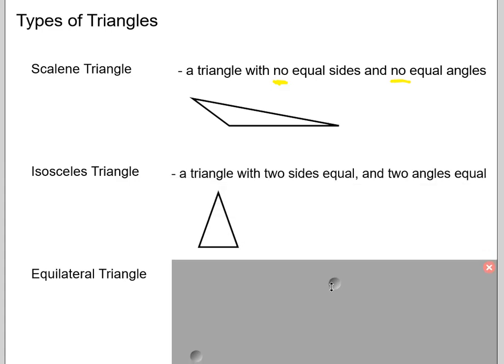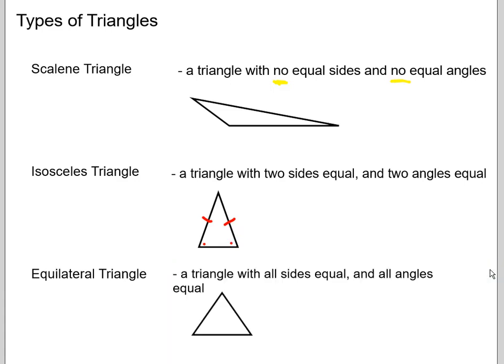Isosceles, tricky spelling, but it's a triangle with two sides equal and two angles equal. We mark equal sides usually with a little single tick, and then we can mark angles here. I'll put a little dot in both. You'll notice those two bottom angles would be equal and the two opposite sides would be equal. And lastly, an equilateral triangle is a triangle with all sides equal and all angles equal. So we could put a little sign like that and put a dot in each corner to represent that all those angles are the same and all those sides are the same.